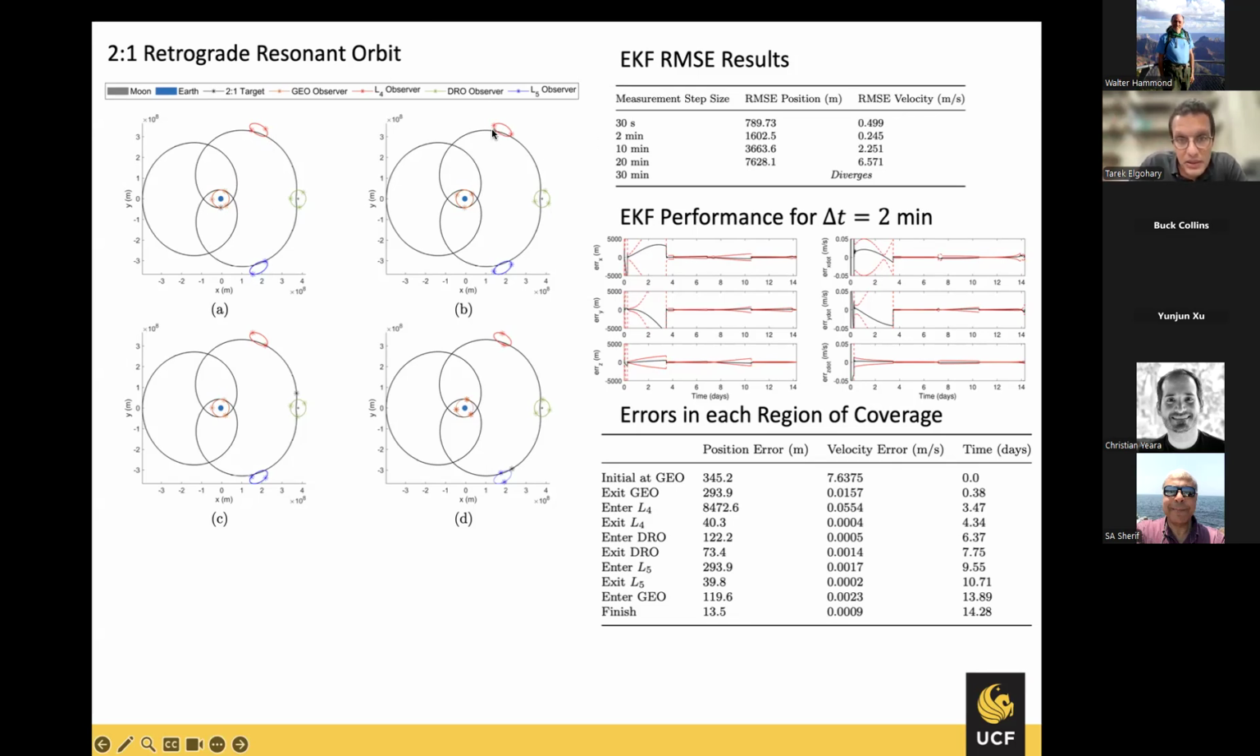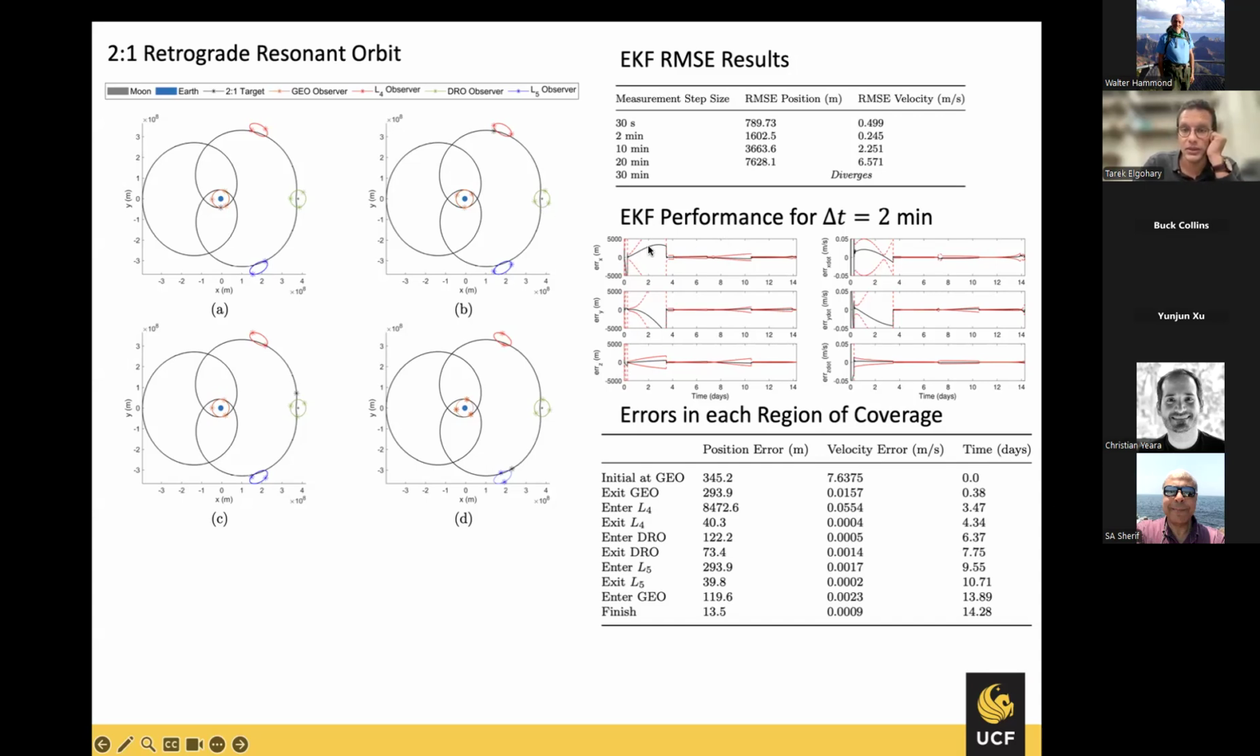And you can see here that this orbit comes and crosses very close to the moon. So this tiny thing is the moon. Okay, so it can basically arrive at the moon very easily, and we have observers in DRO like this, the orbit that you show here.